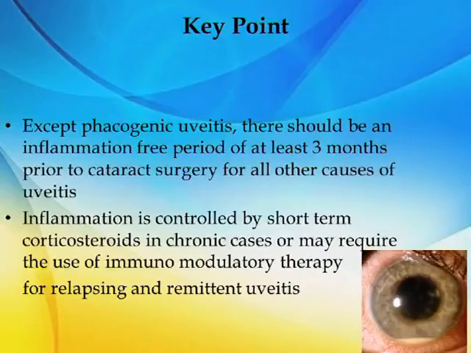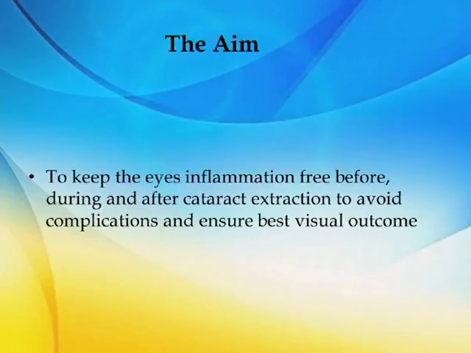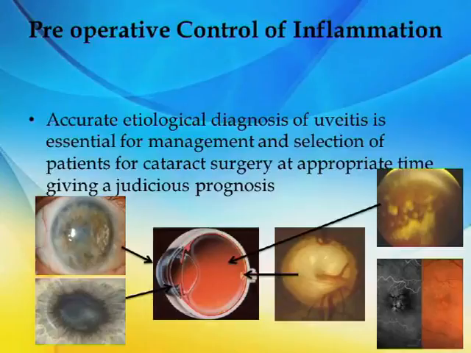The key point is, except phacogenic uveitis, there should be an inflammation-free period of at least 3 months prior to cataract surgery for all other causes of uveitis. Inflammation is controlled by short-term corticosteroids in chronic cases, or may require the use of immunomodulatory therapy for relapsing and remittent uveitis. The aim of surgery is to keep the eyes inflammation-free before, during, and after cataract extraction to avoid complications and ensure the best visual outcome.